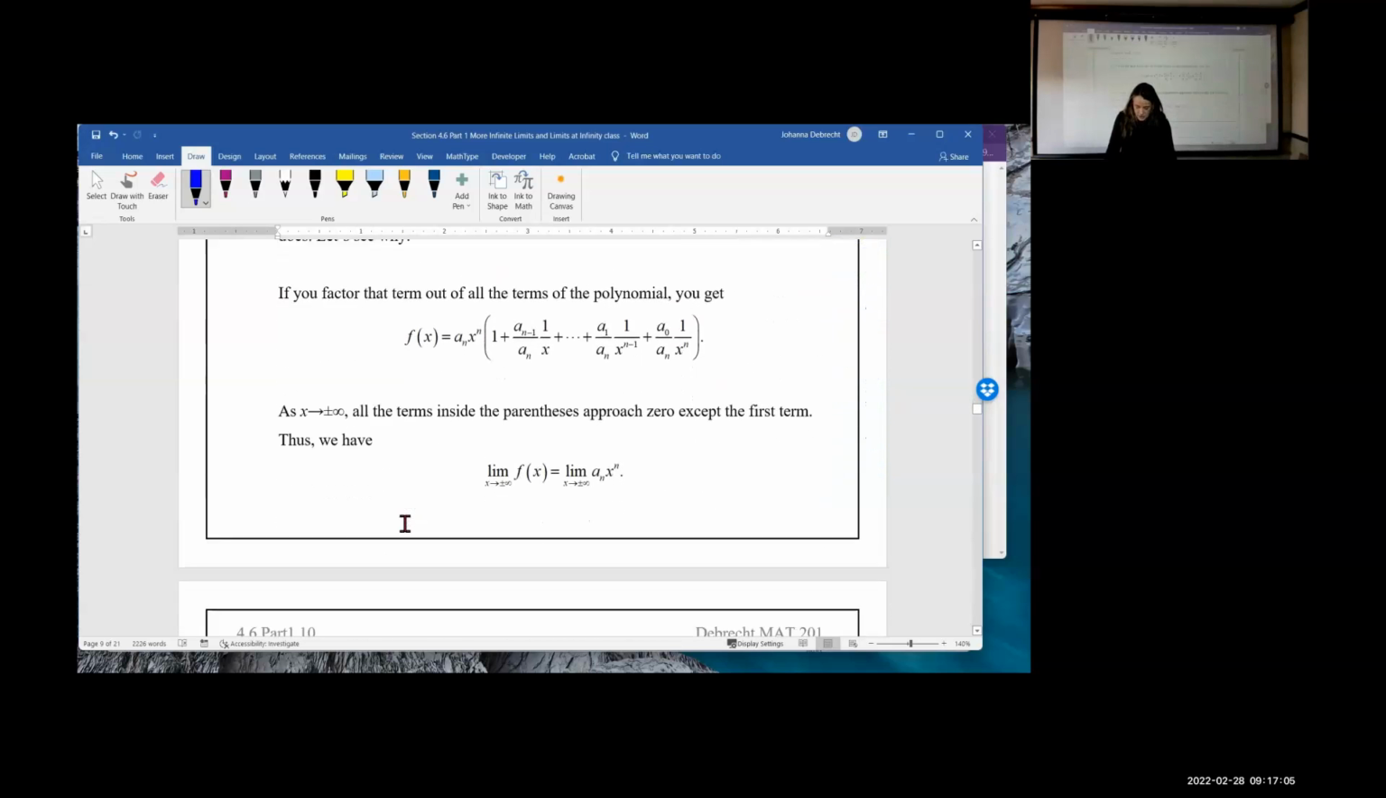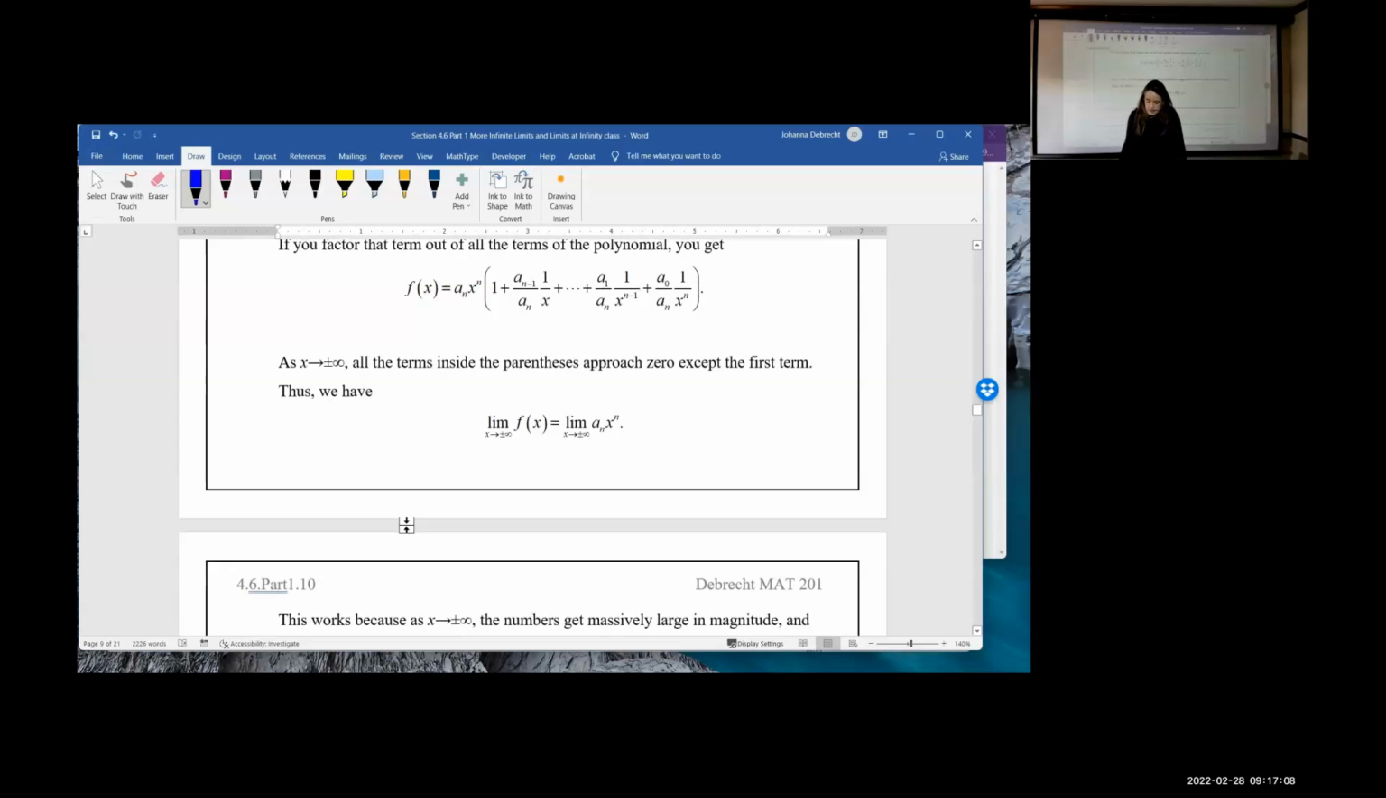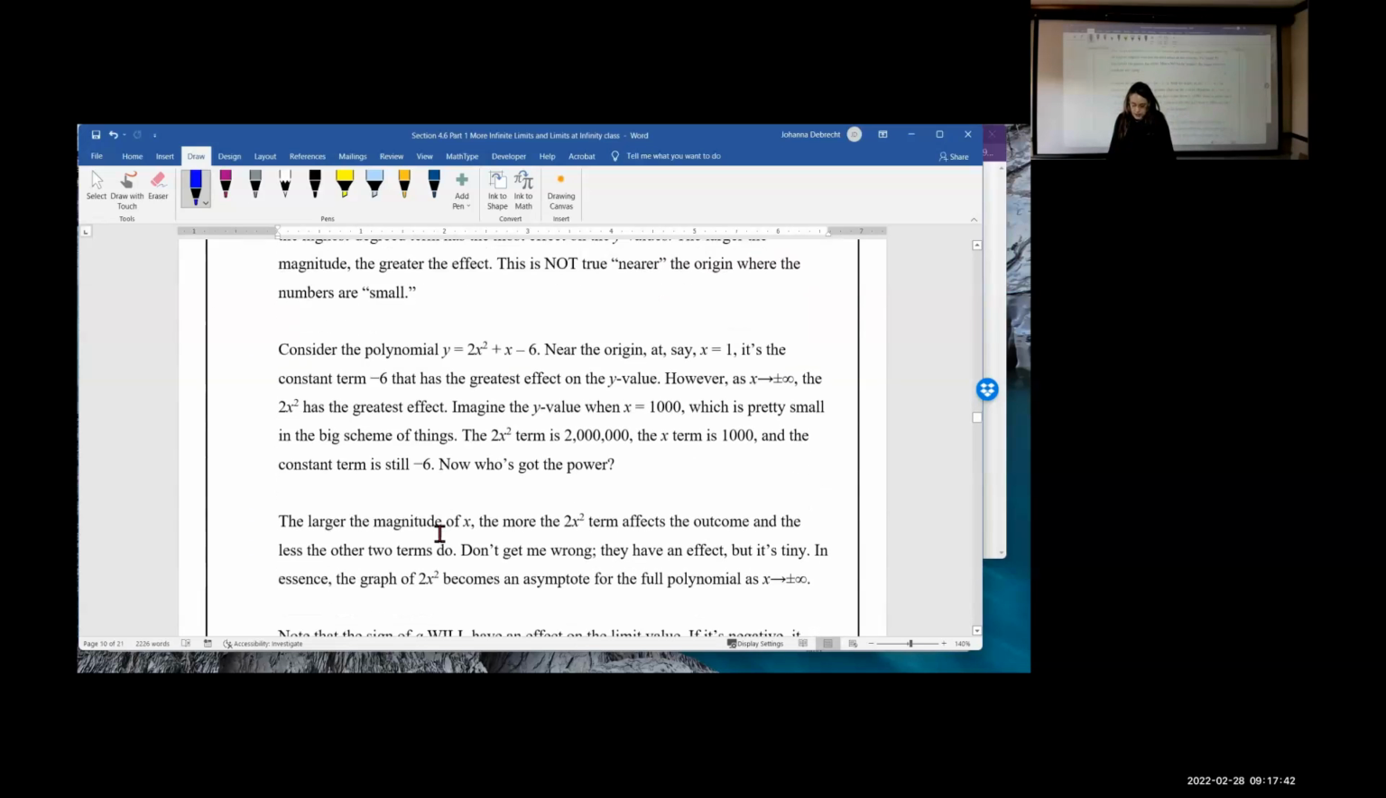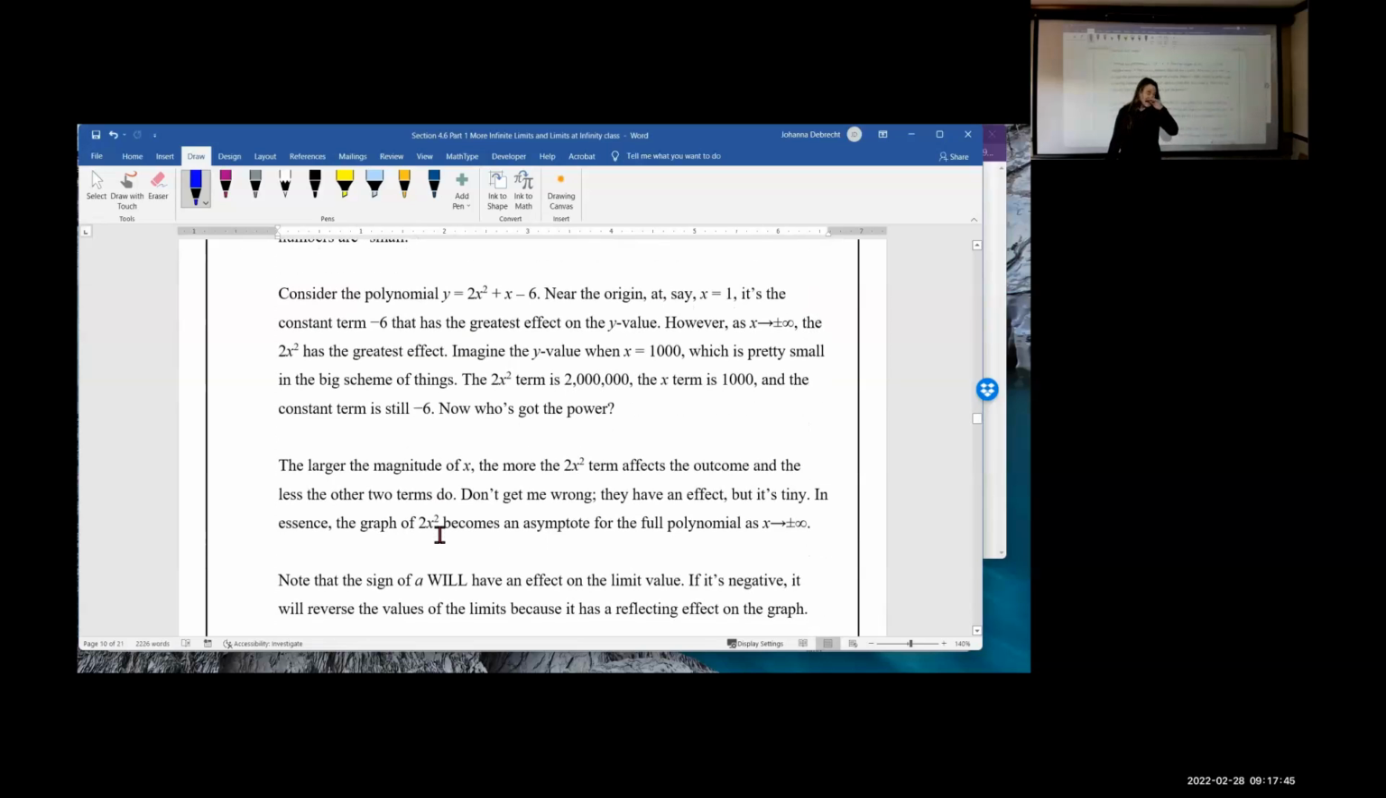All right. So the limit of the function becomes the limit of the highest degree term. I often write that by saying the limit of f of x approaches the limit as x goes to positive or negative infinity of a sub n x to the n. In other words, the further out you go, the more closely it approaches the graph of the highest degree term power function.